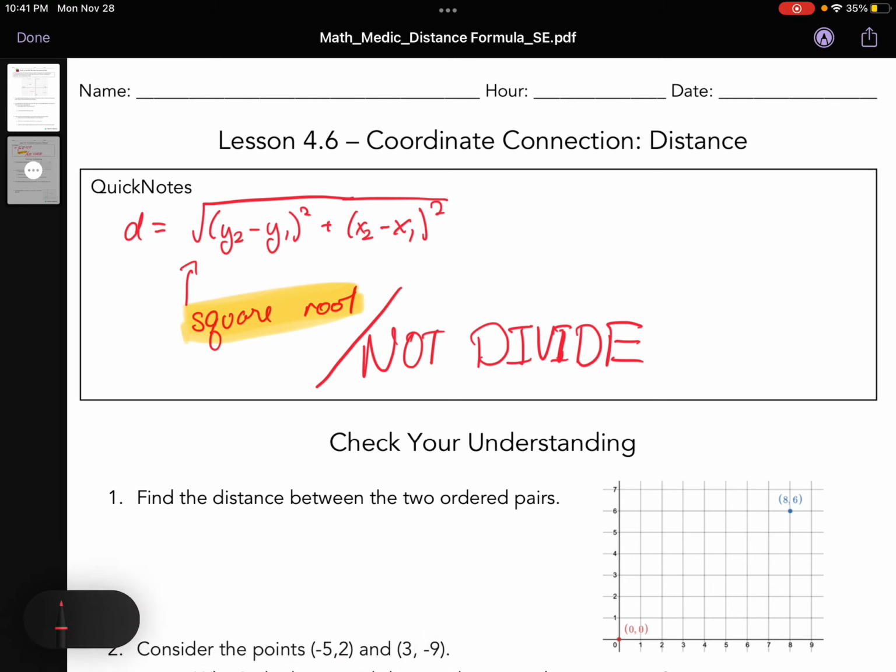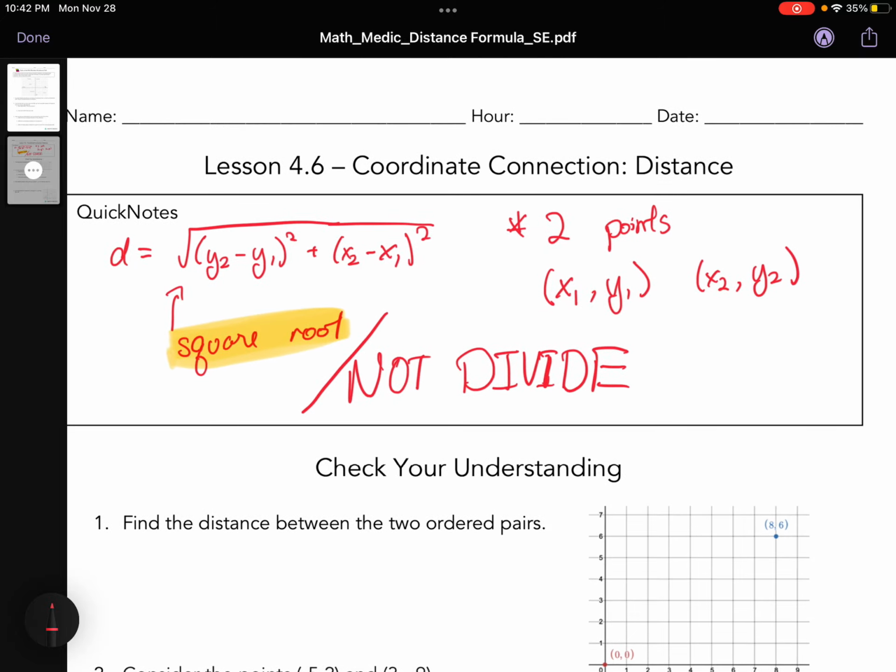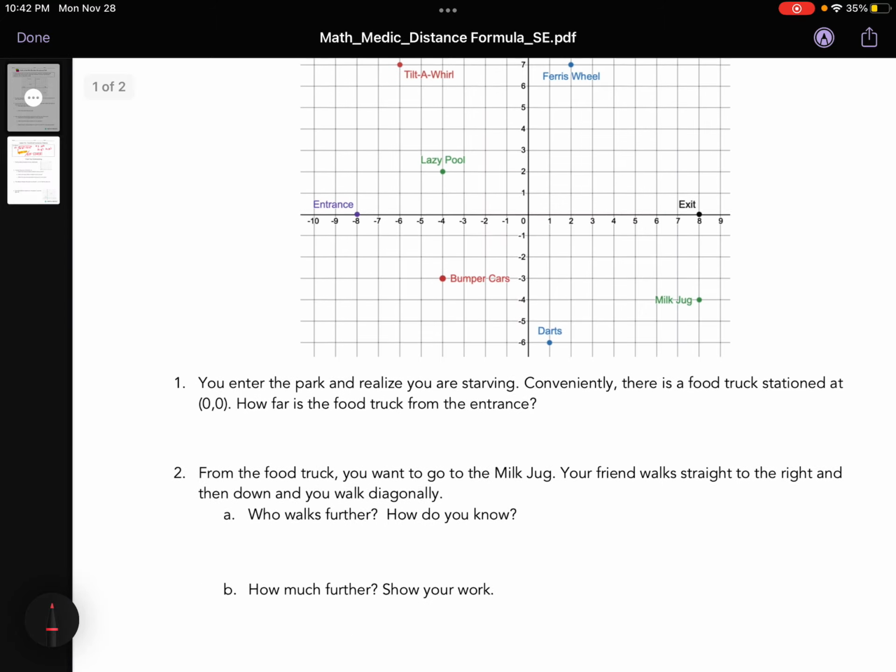Thank you so much. The distance, provided you have 2 points, and the 2 points are labeled x1, y1, x2, y2. The x is always first. Now back to the activity.